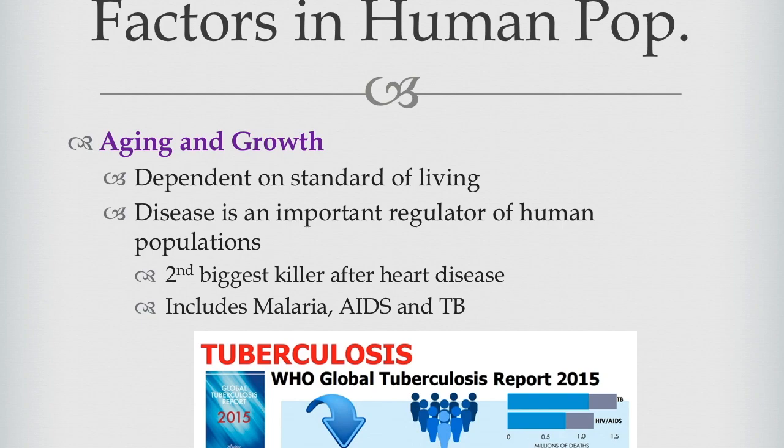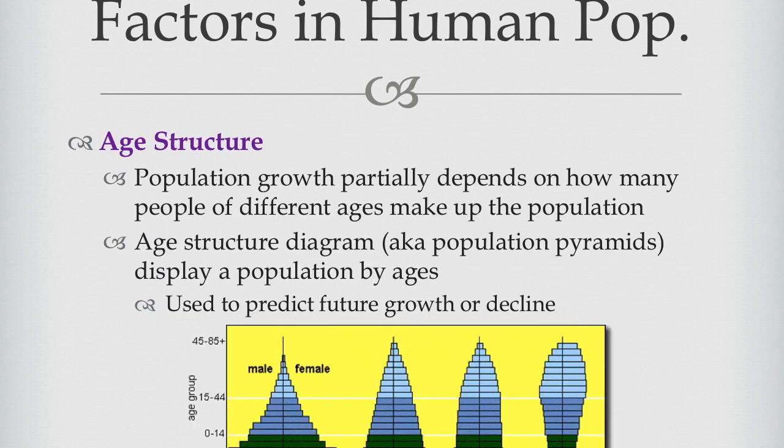The two biggies are HIV, which we're seeing in sub-Saharan Africa, and TB, tuberculosis. We now have a lot of drug-resistant tuberculosis out there, which means the drugs that we used to be able to give you to cure it are no longer effective. And so we see high death rates due to that.